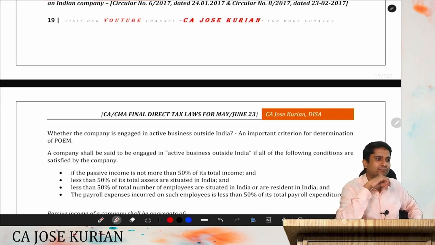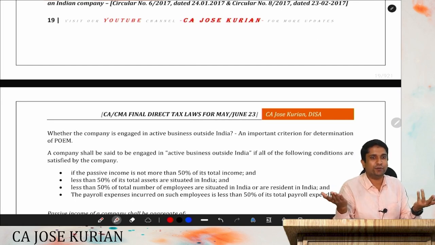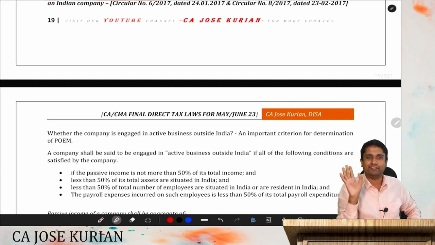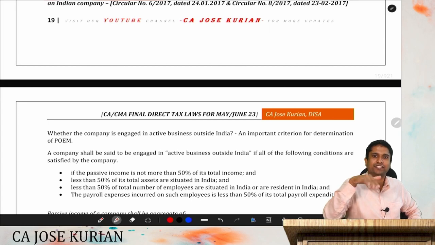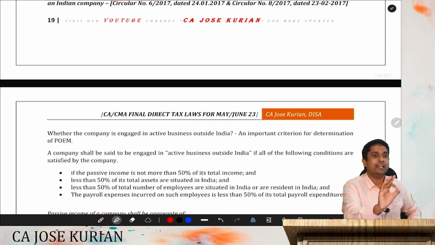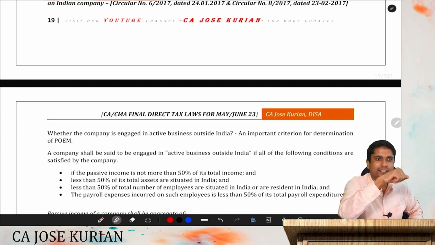Why? How do we know, sir? You only told us passive income is less than or equal to 50% of total income. Why is there nothing called in India? Because for earning passive income, geographical location is irrelevant. You can earn passive income from India. You can earn passive income outside India. Geographical location is irrelevant for earning passive income. It's only an investment income.